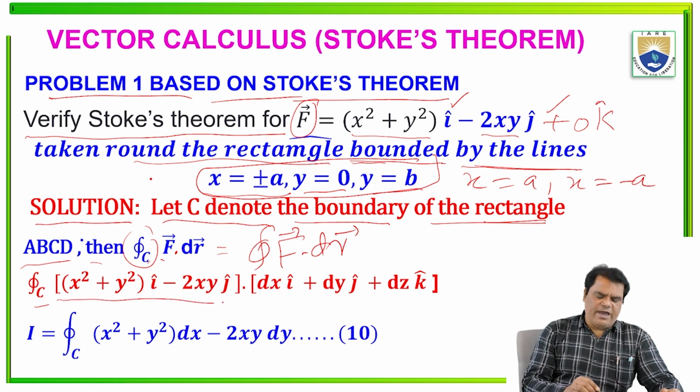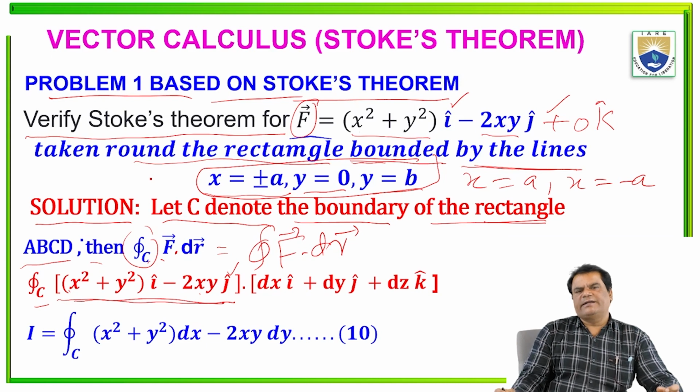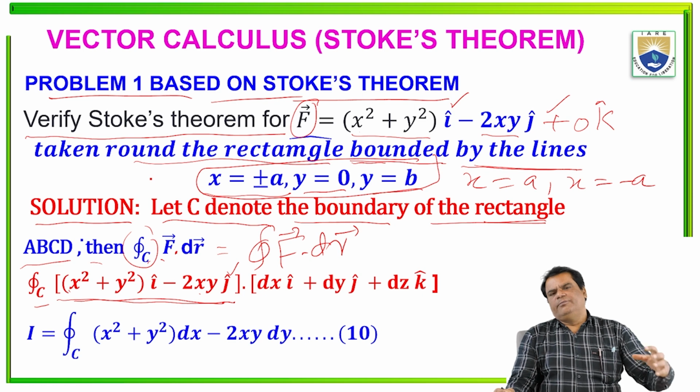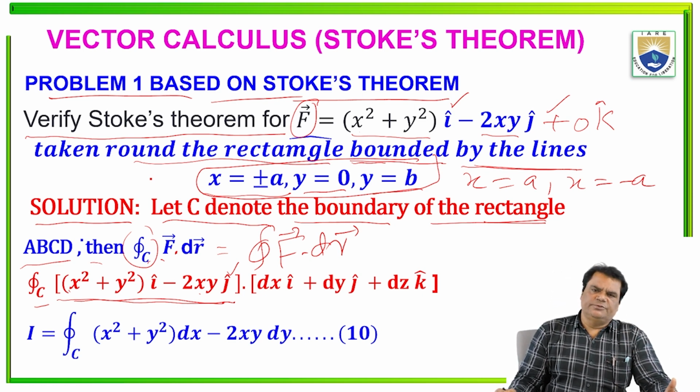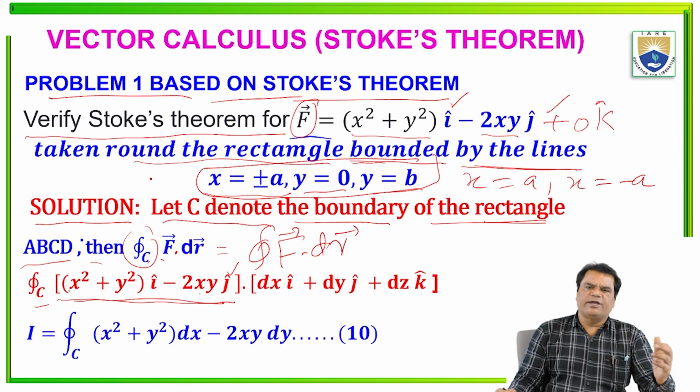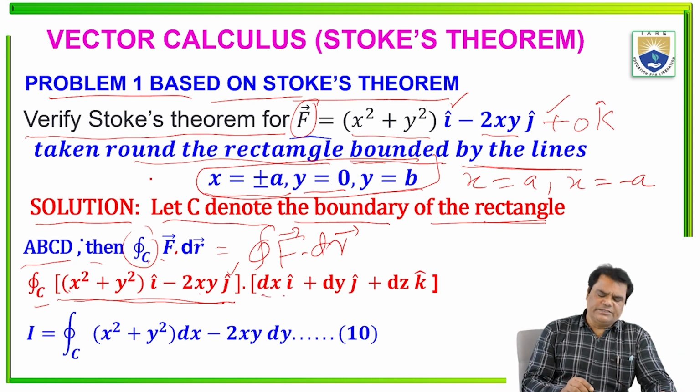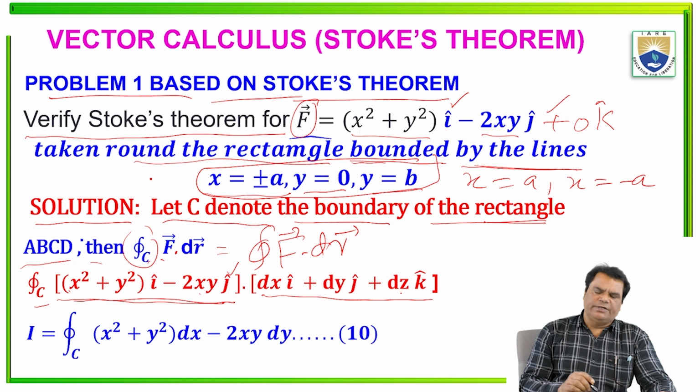Here this is F: (x square plus y square) i cap minus 2xy j cap. In the F vector point function there is no k, the third vector is not there. Means the component of the vector along z axis is 0, so that is 0k, which means 0. And this is the dr vector. Dr vector means dx i plus dy j plus dz k.